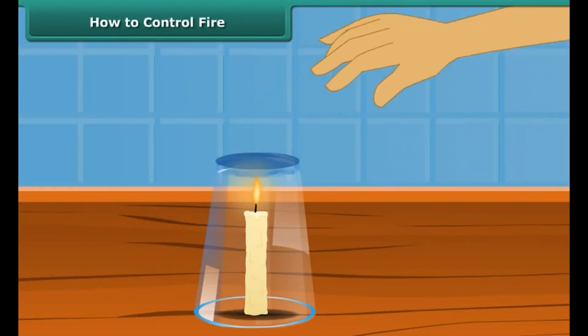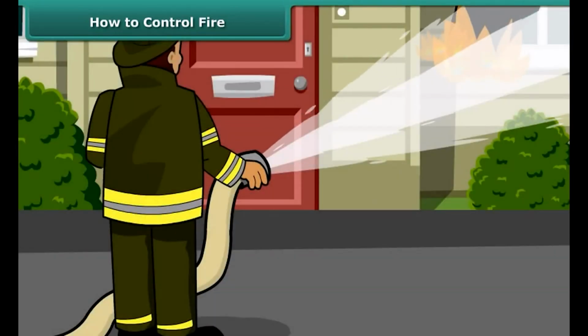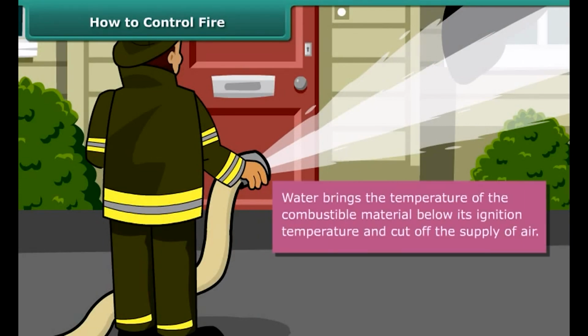Now we will see how the fire can be put off. Fire needs oxygen, heat, and fuel to exist. However, it can be extinguished by removing any one of them. You must have seen a fireman throwing water on the fire and the fire gets extinguished. Water brings the temperature of the combustible material below its ignition temperature and cuts off the supply of air.